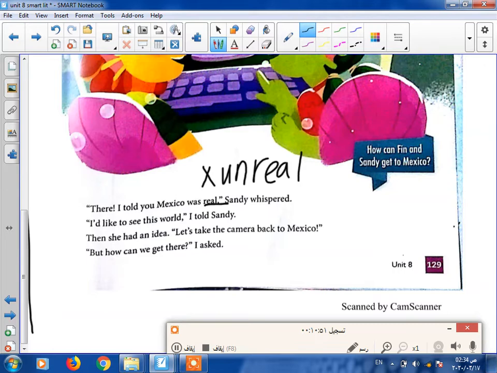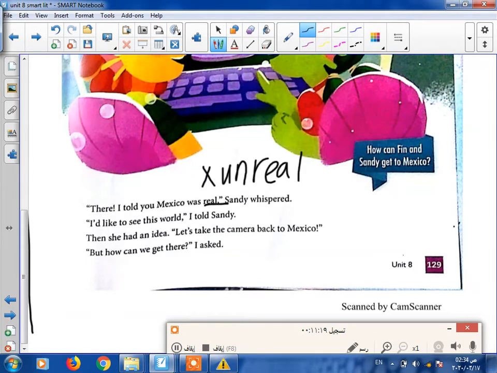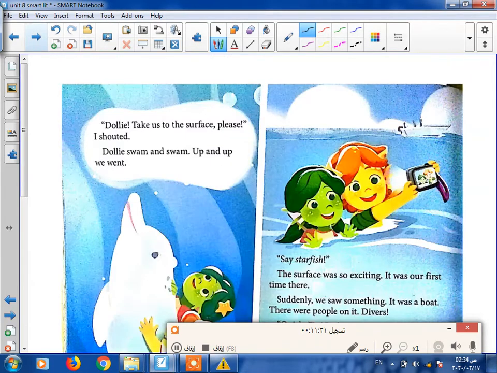Junior 3, at the first of the story, they are in the deep of the ocean and they are going to school. But they saw a camera and there was written in it the tag Mexico. But they don't know where, they don't know Mexico is real. So now they are going. We will take Sandy and her sister to go to Mexico. Turn the page.